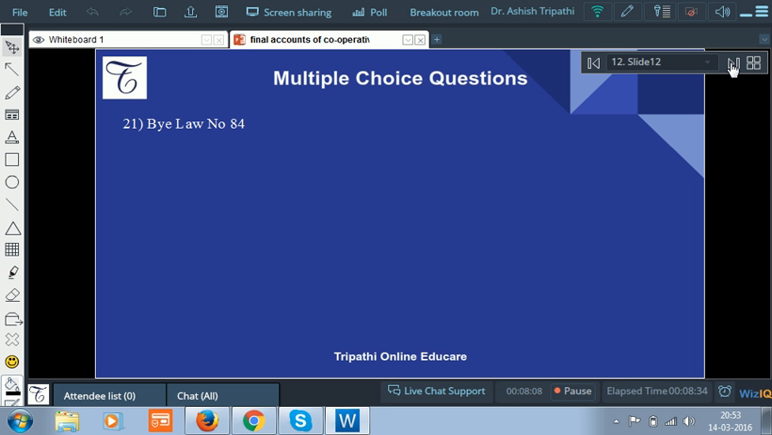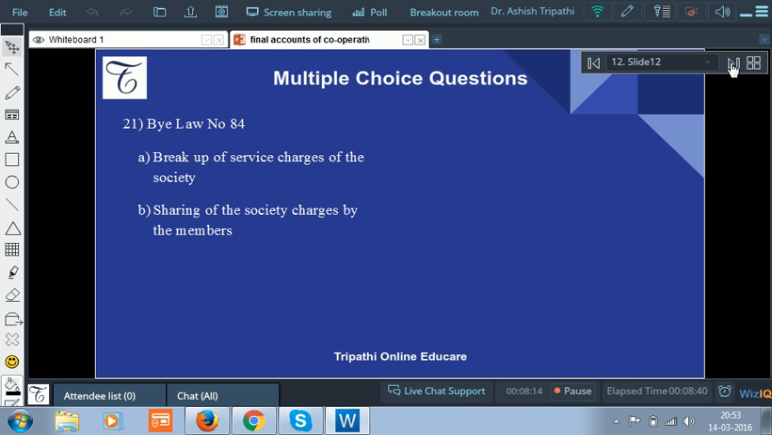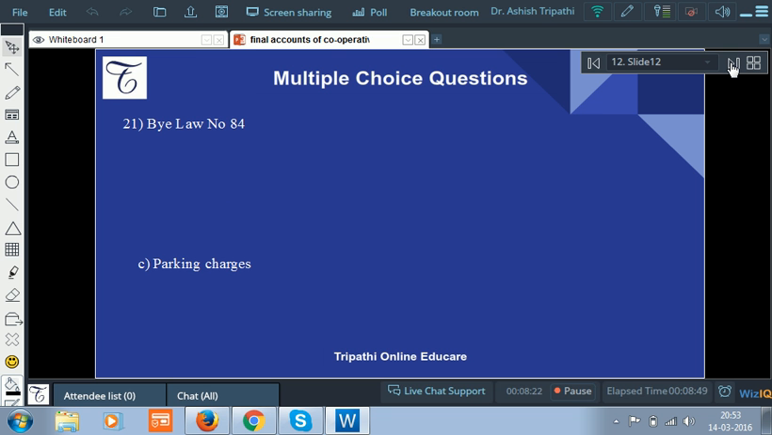21st. Bylaw number 84. A, breakup of service charges of the society. B, sharing of the society charges by the members. C, parking charges. D, interest on delayed payment of charges. And the correct answer is C, parking charges.